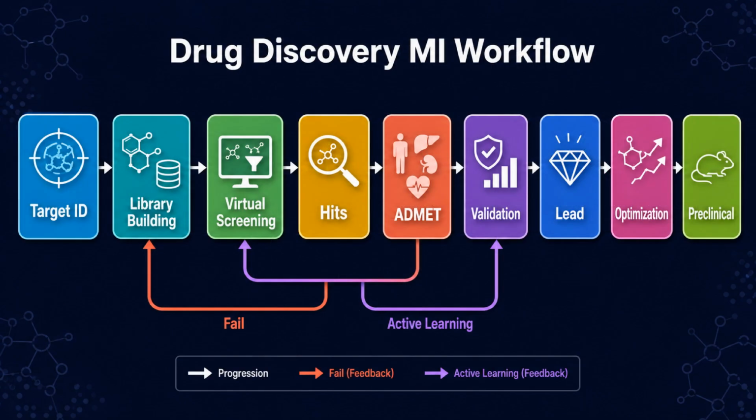The overall drug discovery ML workflow connects all these pieces. Start with target identification, then build a compound library from ChEMBL and PubChem. Perform virtual screening with QSAR and docking to identify hit compounds. Run ADMET prediction for in silico evaluation. Compounds passing ADMET go to in vitro validation. Those showing activity become lead compounds for optimization and eventually preclinical studies.